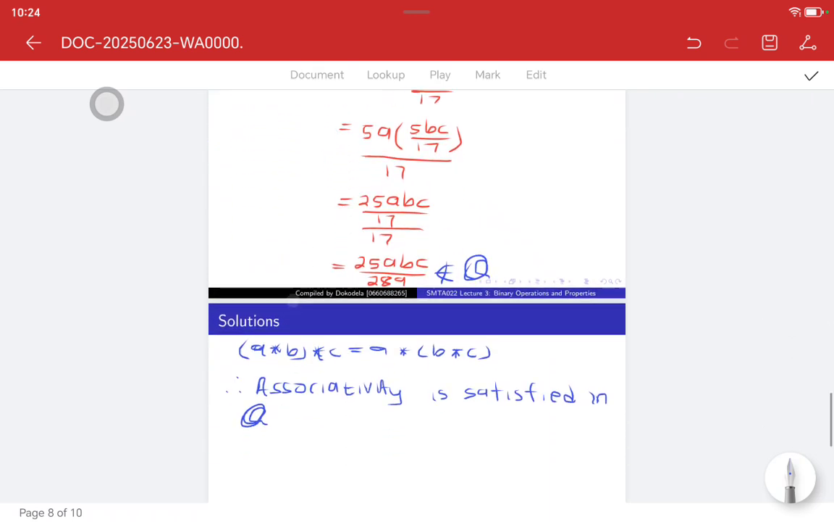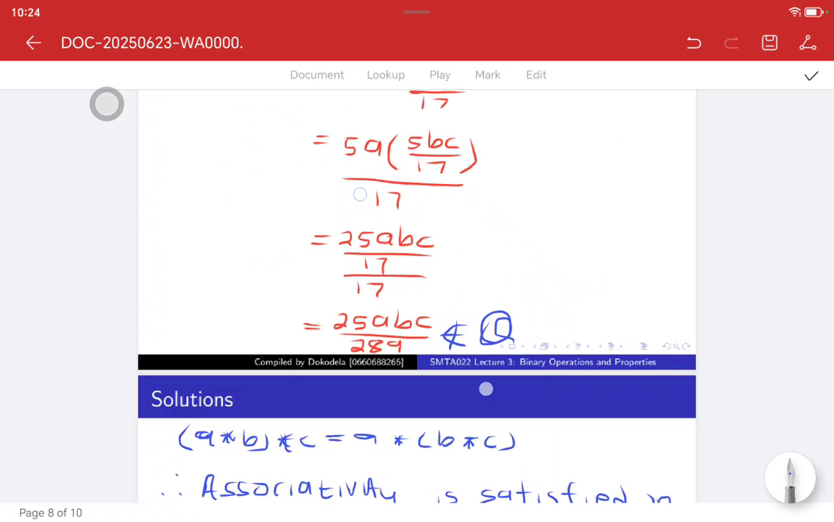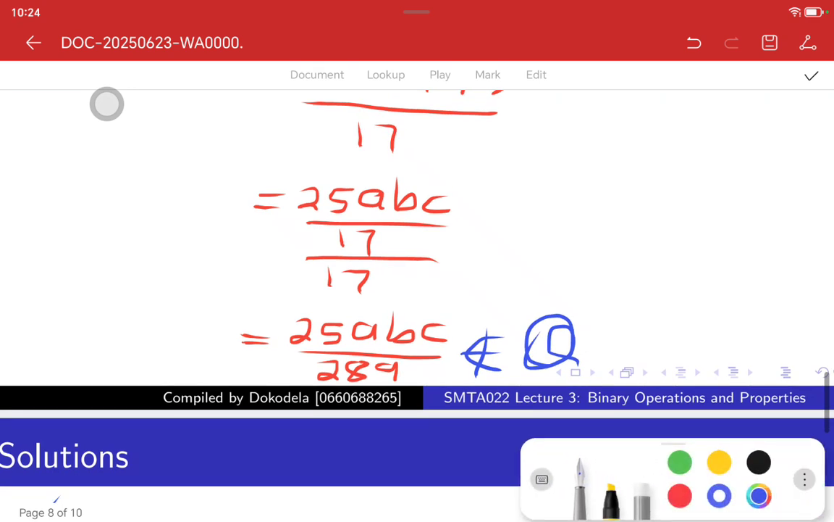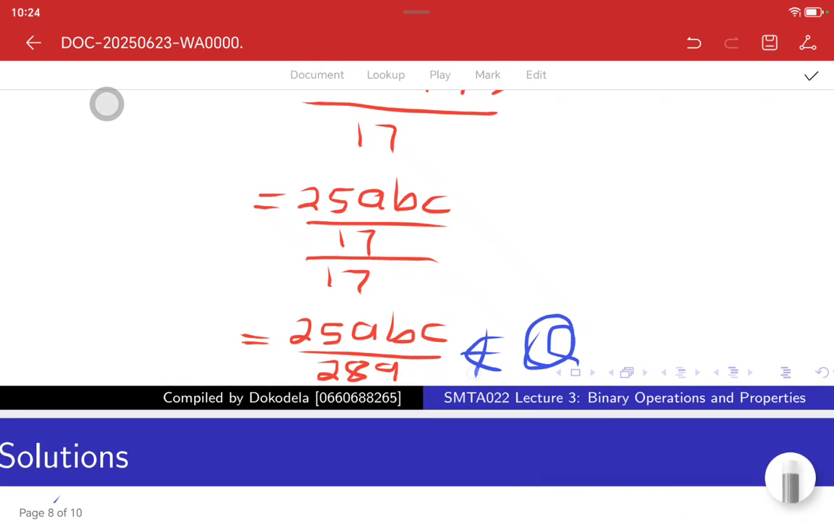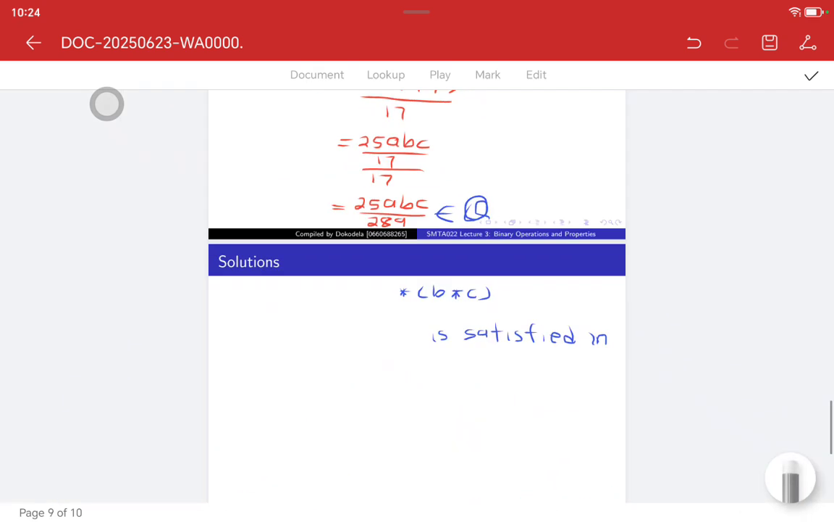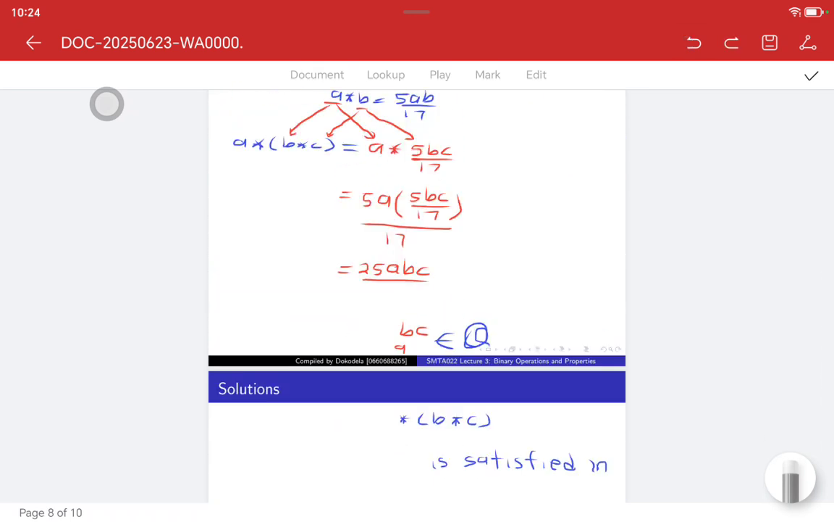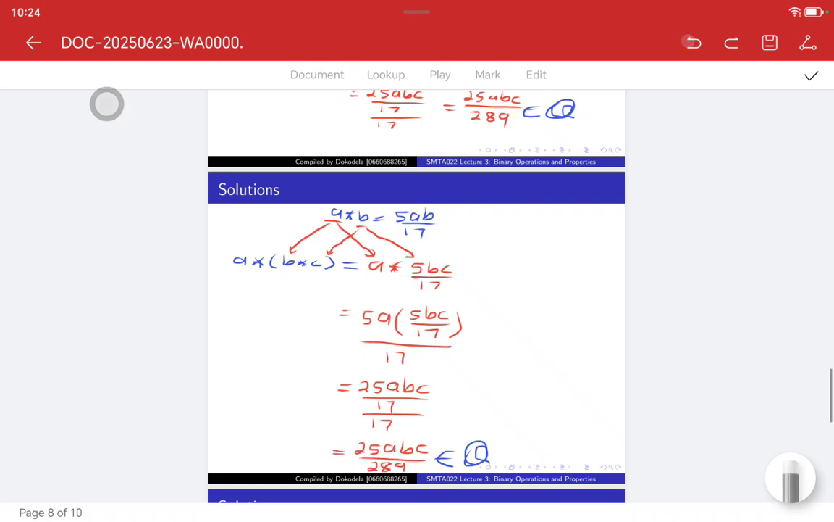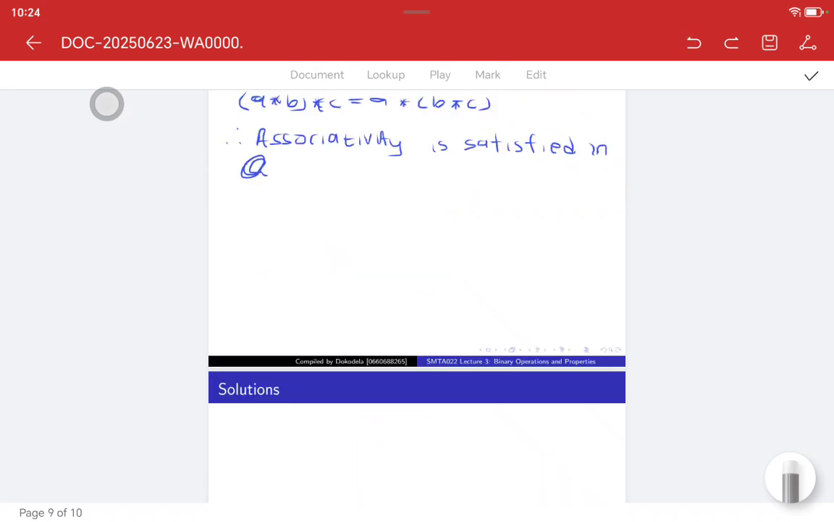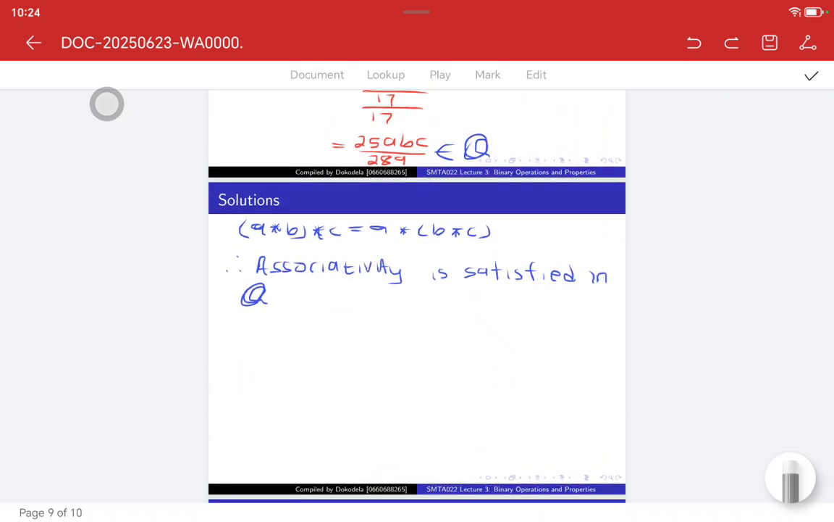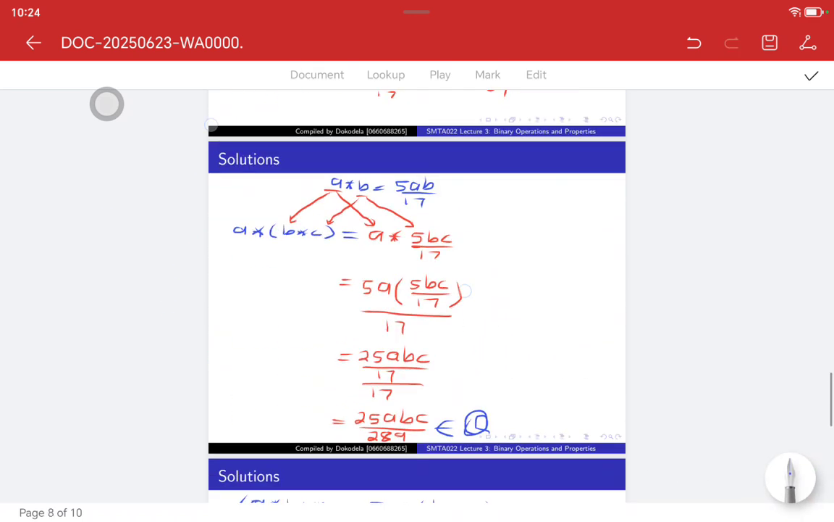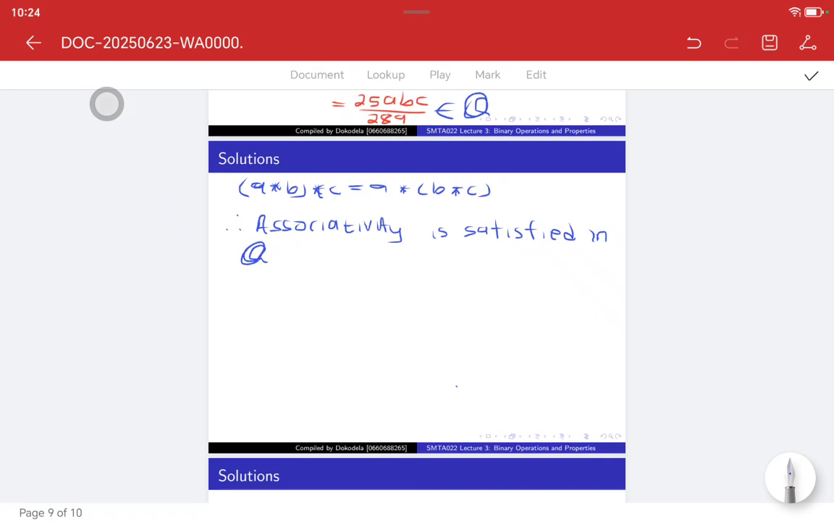We know that these are an element. Did I write not an element here? Yeah, so this is an element of Q. Satisfied in this. So now everything is fine. We see that associativity is satisfied, right? So now we can check commutativity.